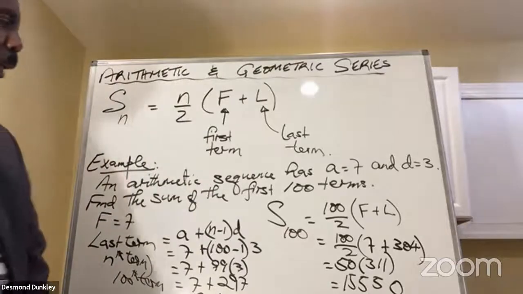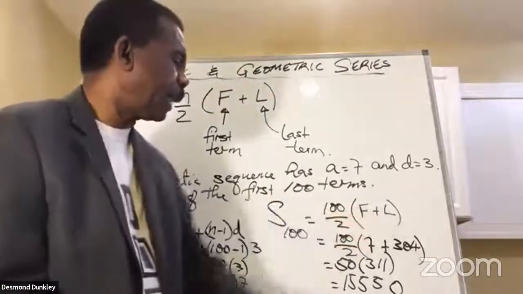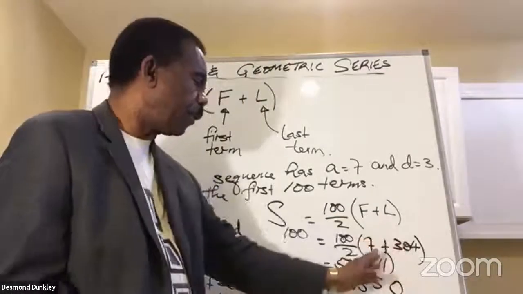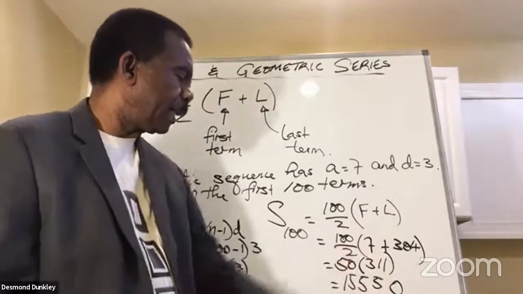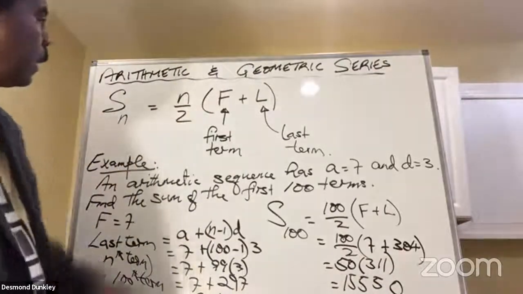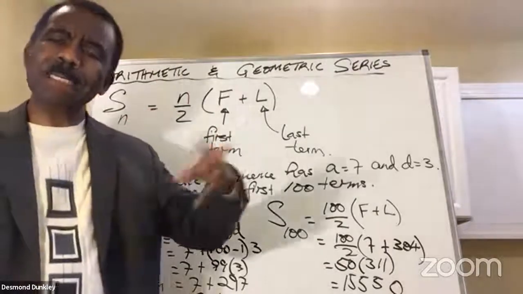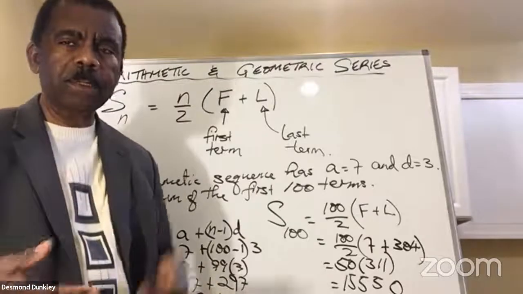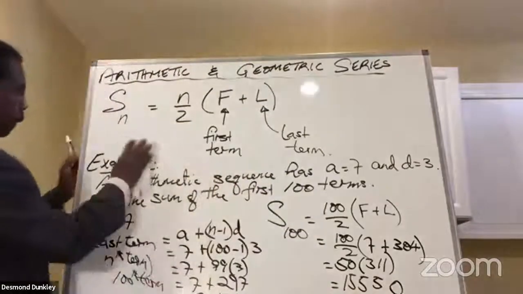And then we go ahead and we say, oh, okay, it's 100 over 2 times f plus l. 100 over 2 times 7 plus 304. 304 and 7 is 311. 100 over 2 is 50. 50 times 311 is 15,550. Now, this formula that is here is the most simplistic version of the formula. But I'm going to show it to you in a more sophisticated manner. But it's the same formula. Take a look.